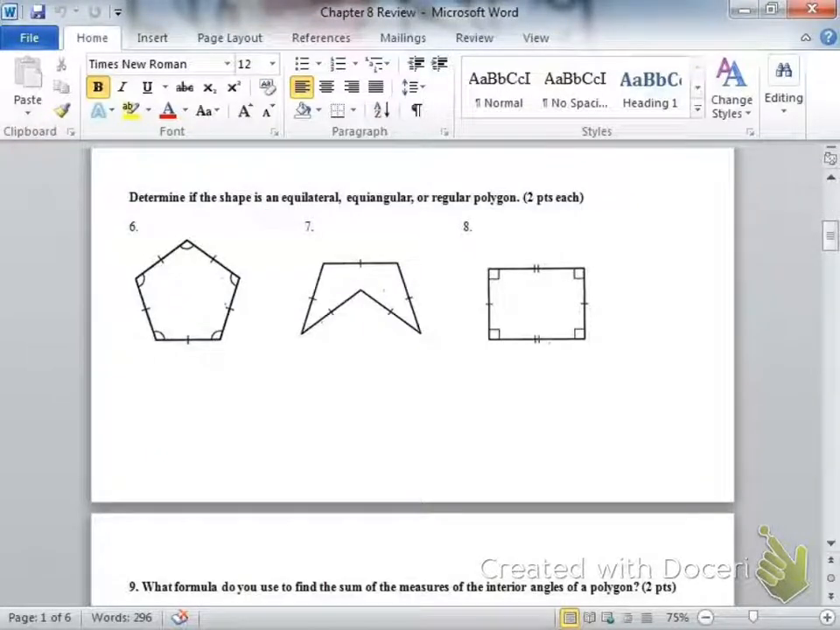So we are trying to decide equilateral, equiangular, or regular. Remember, to be regular, it's both equilateral and equiangular, so all the side lengths are the same, all the angles are the same. Number 7, we don't know anything about the angles, but we know that all the sides are the same, so that one's equilateral, good. And then number 3 is equiangular.